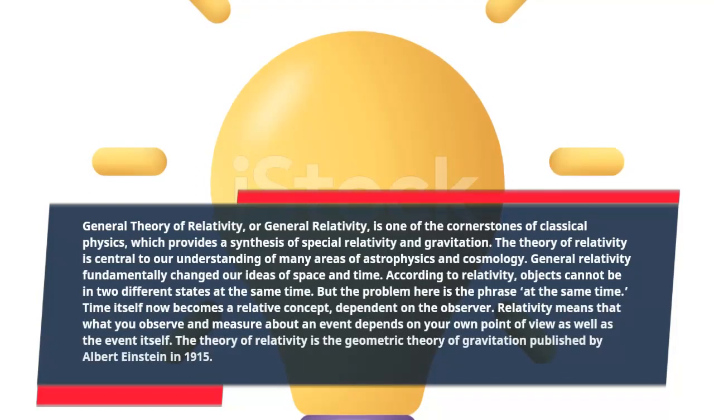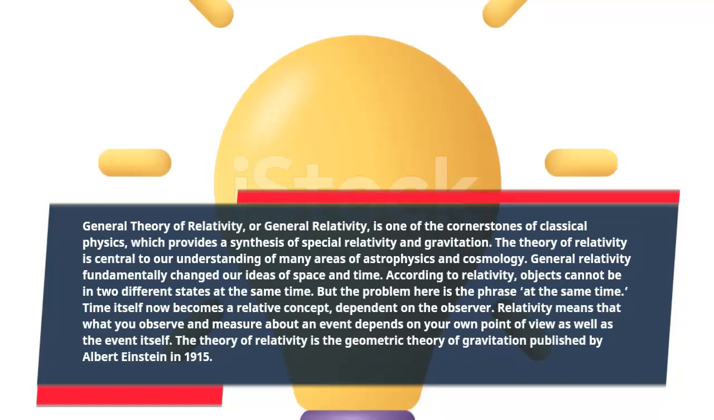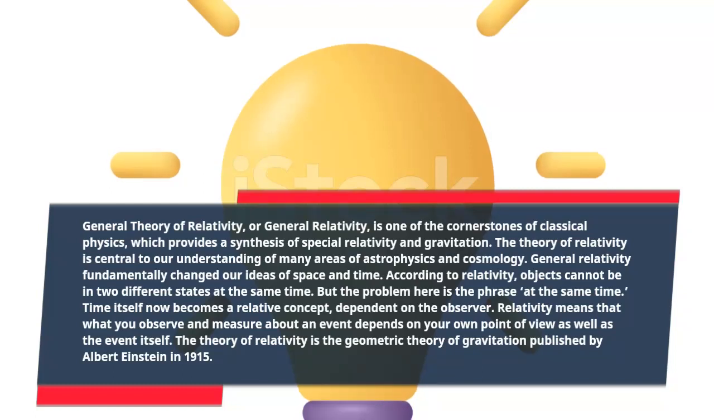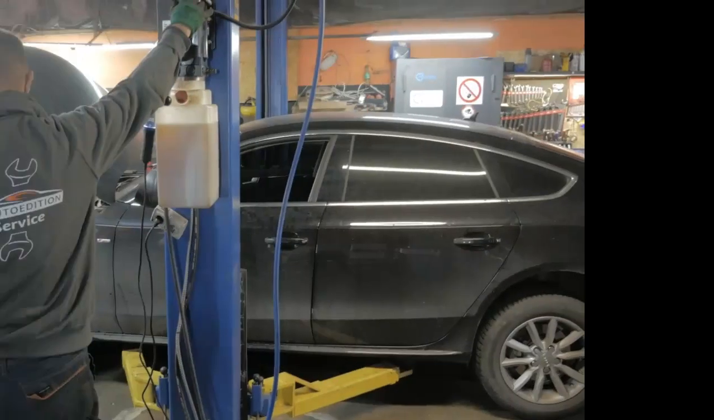According to relativity, objects cannot be in two different states at the same time. But the problem here is the phrase "at the same time." Time itself now becomes a relative concept, dependent on the observer. Relativity means that what you observe and measure about an event depends on your own point of view as well as the event itself. The theory of relativity is the geometric theory of gravitation published by Albert Einstein in 1915.